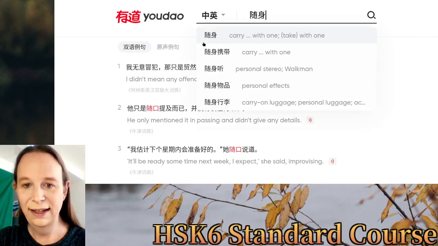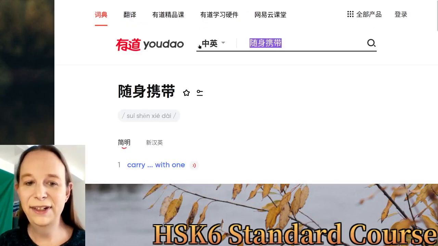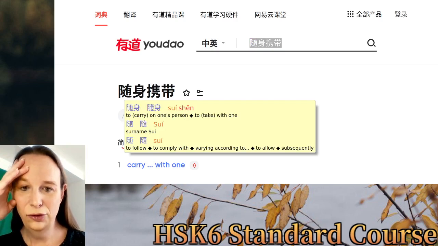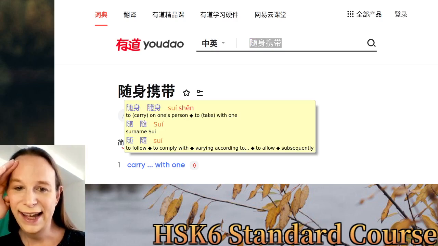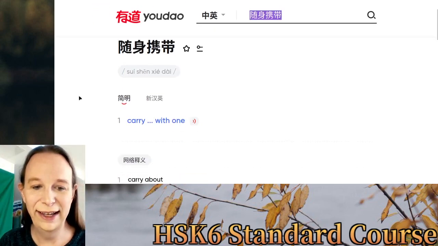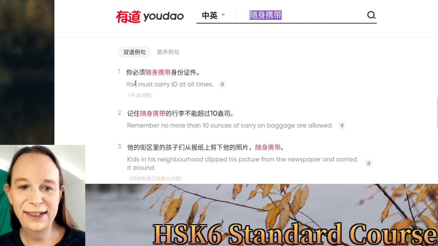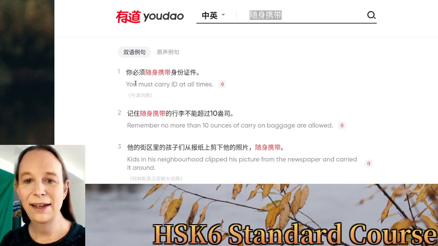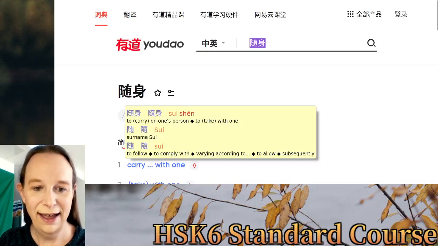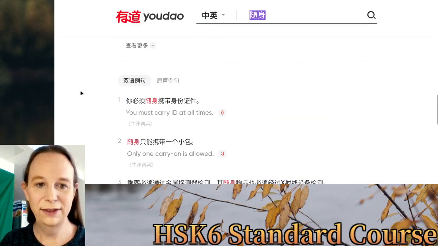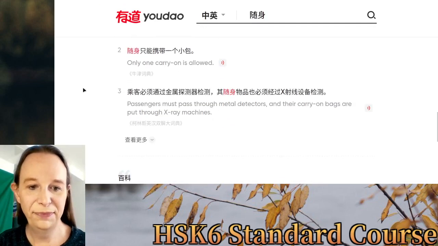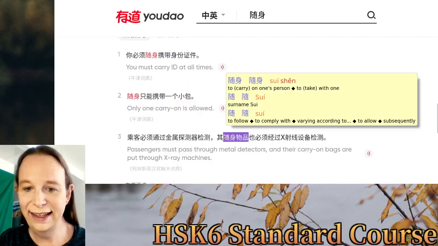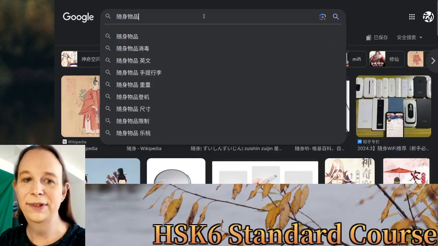So Suishen usually comes with xiedai. Suishen xiedai. So yeah, this sui is follow. So Suishen, with your body, xiedai, carry with you, like your personal belongings. Nibishu, suishen xiedai, shenfen zhengjian. Yeah, so ID cards at all times. Suishen, with your body. What else do you use it with? 随身携带, 随身物品. Yeah, you see this at the airport. Or in the bathroom or something.